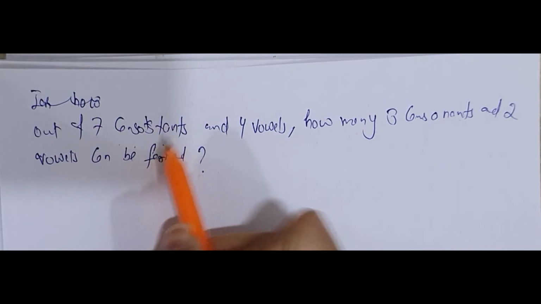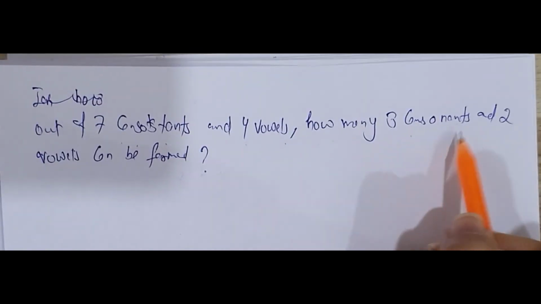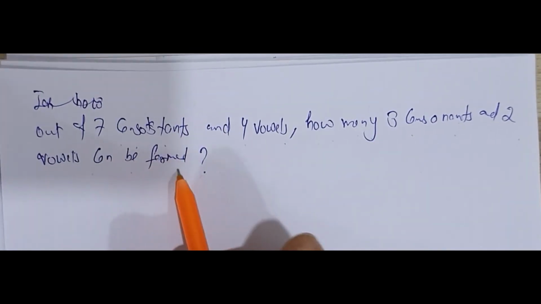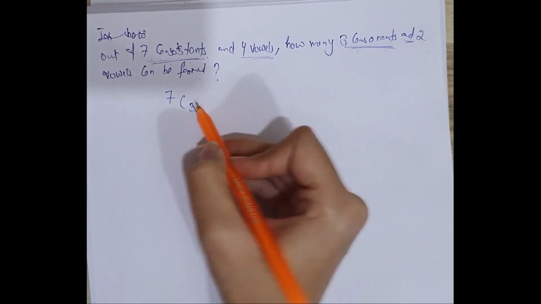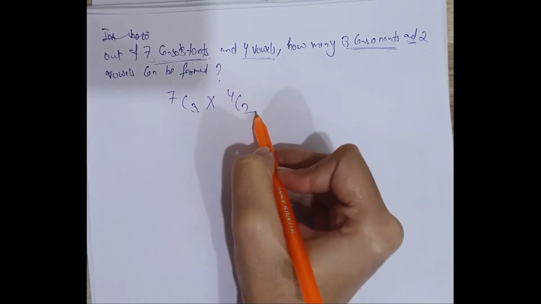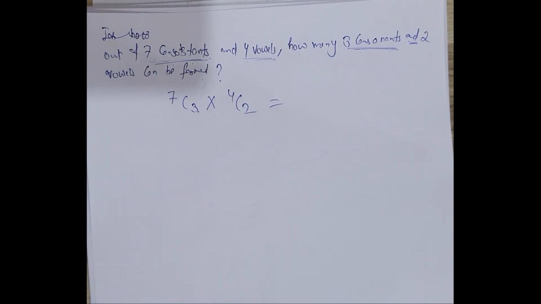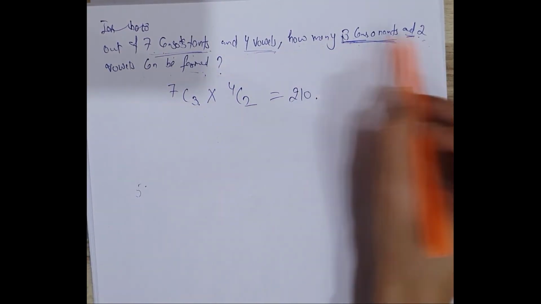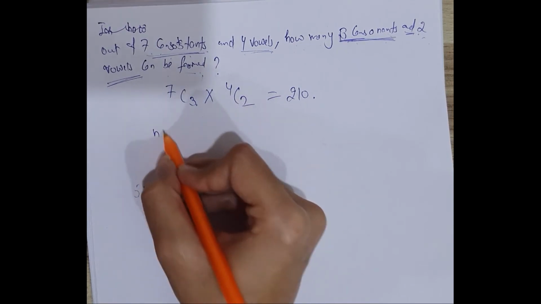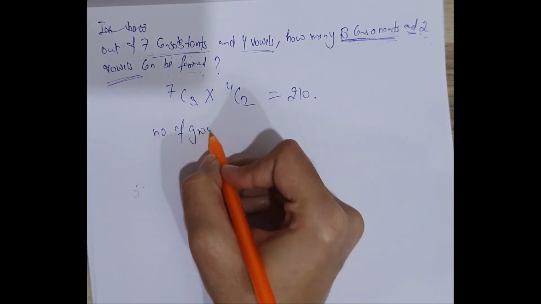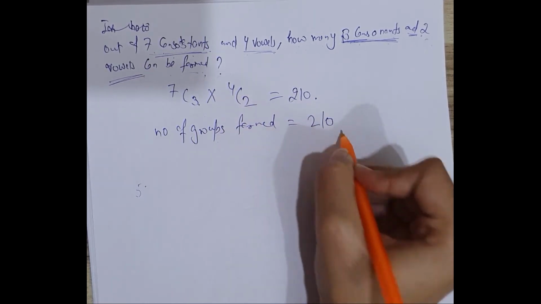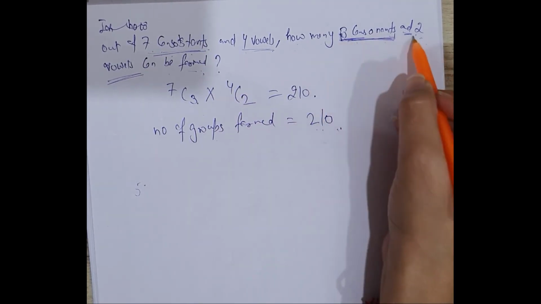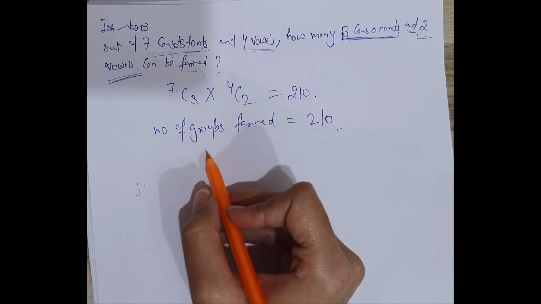Out of 7 consonants and 4 vowels, how many words can be formed with 3 consonants and 2 vowels? 7C3 into 4C2. You can solve it. Here, because of 3 consonants and 2 vowels, the number of groups formed are 2 and 5 letter words will be there.